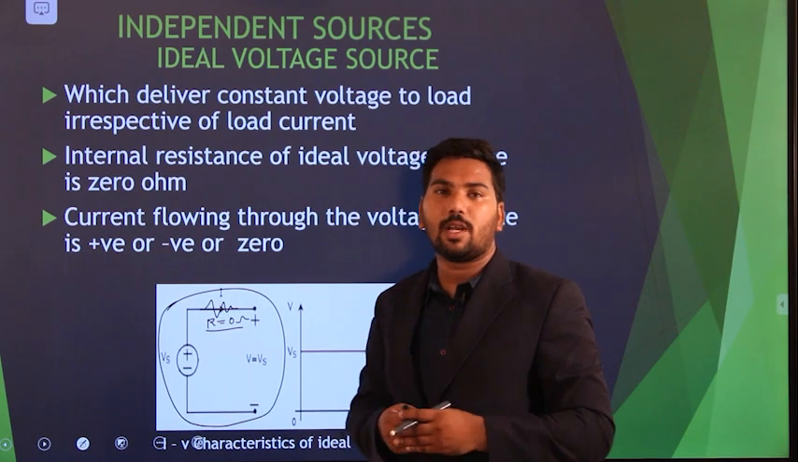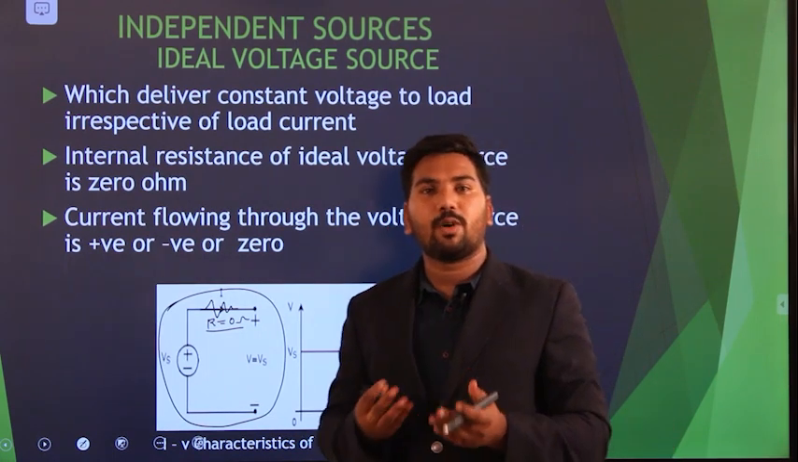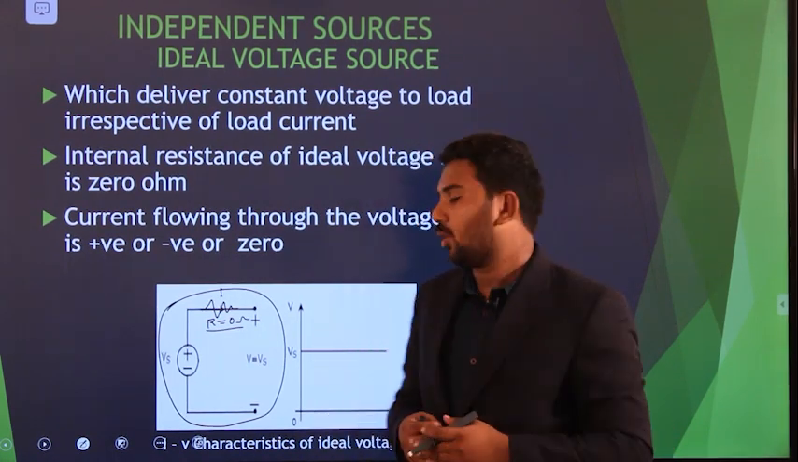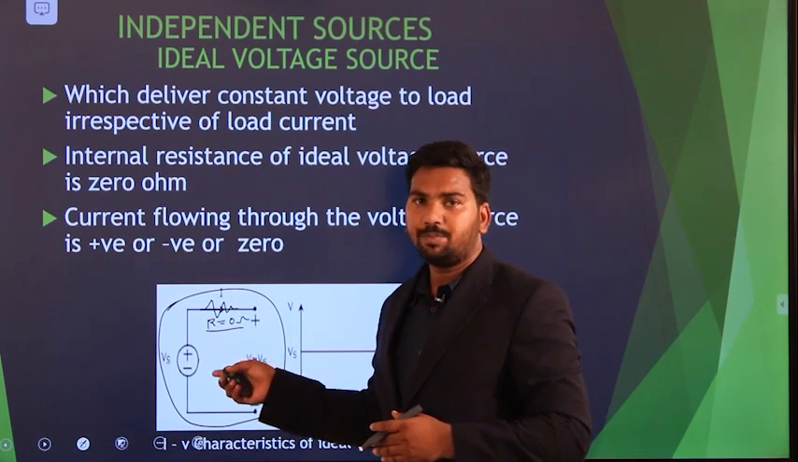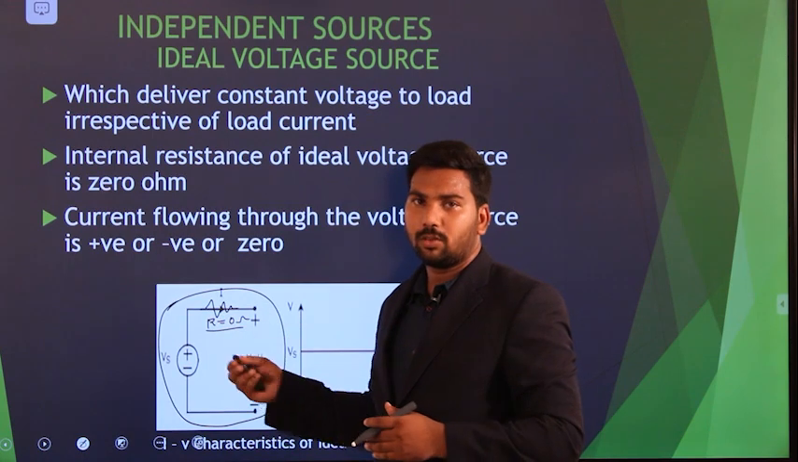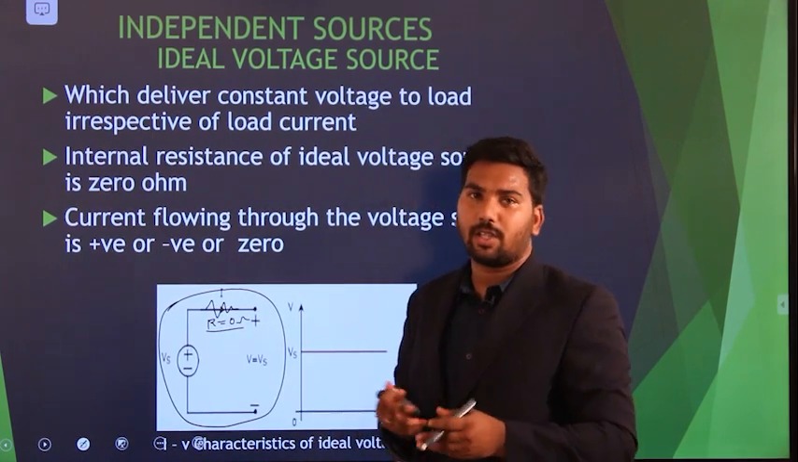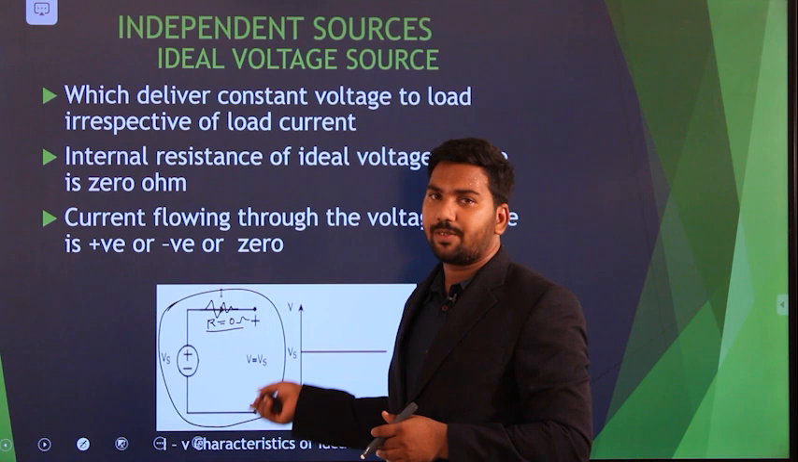So the current flowing through this ideal voltage source can be anything. It can be any value. It may be 0, it may be positive, it may be negative. So we cannot say the value of the current flowing through the voltage source. It may be anything. It depends on the circuit configuration.